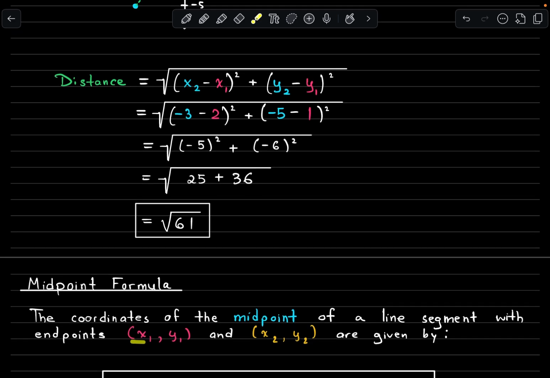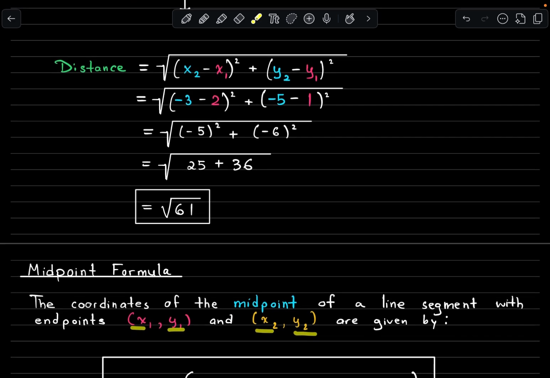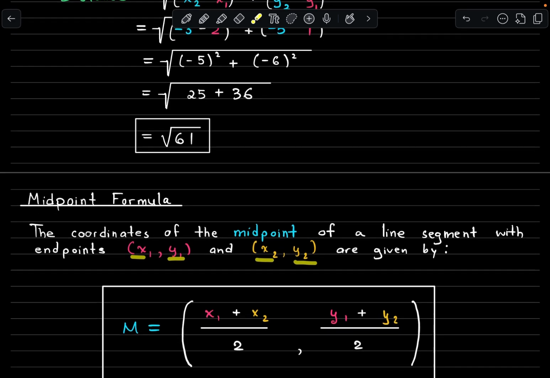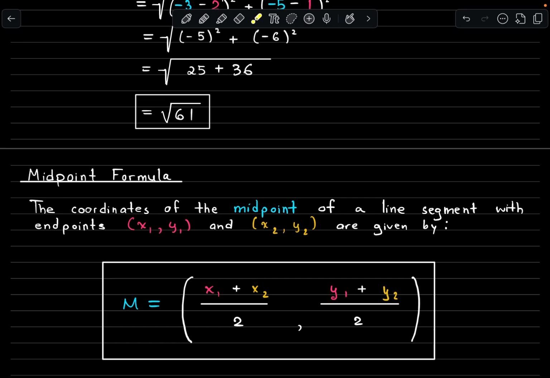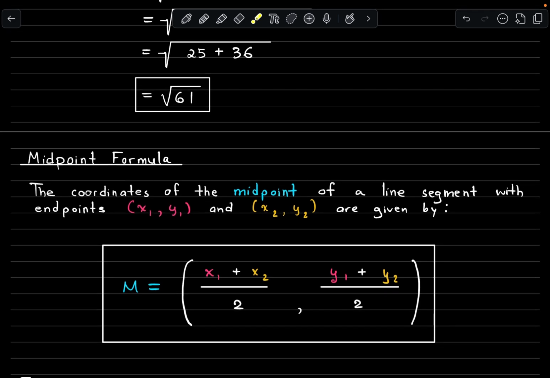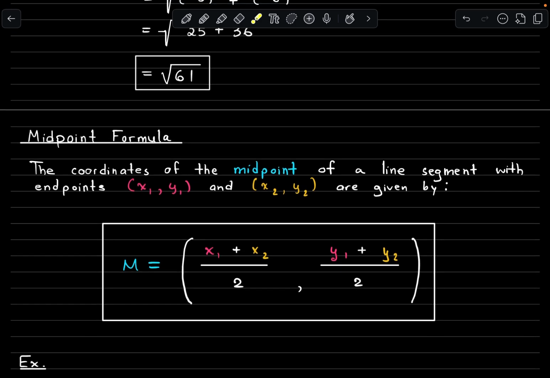Okay, so we've got x1, y1, and x2, y2 as our endpoints. This formula is going to be given by m is equal to, now we've got a coordinate pair, right? The midpoint is just going to be another coordinate. x1 plus x2 over 2 is your x value for your midpoint. y1 plus y2 over 2 is the y value of your midpoint, okay? So it's really like you're just taking the average of the x values and the average of the y values, and that's how you're going to get the coordinates for your midpoint.